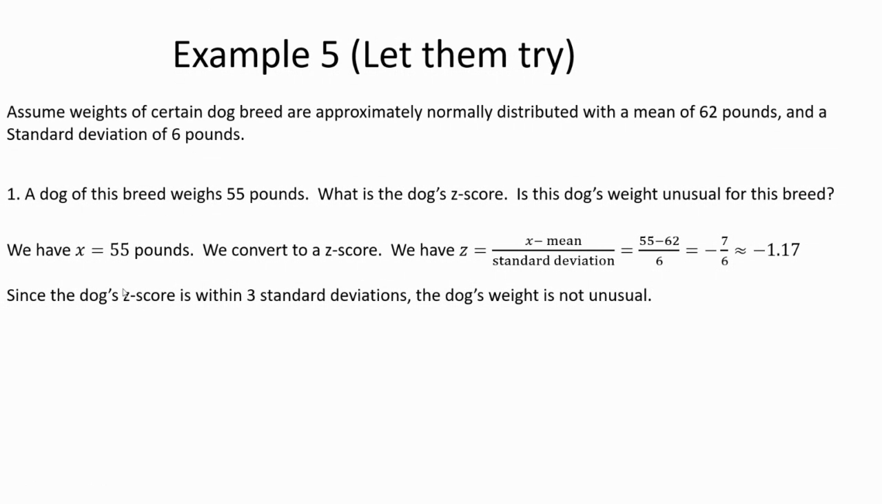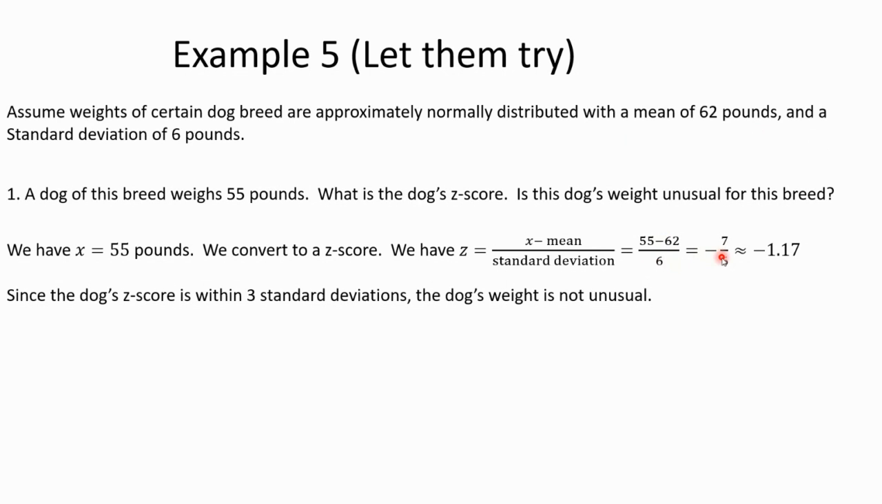we have x here is 55. Well, let me get that laser pointer. We have x here is 55 pounds, right? We're going to convert that to a z-score. So we're going to use this formula. We have 55 minus the mean. Again, the mean here is 62, the standard deviation is 6, so we're dividing. So we have 55 minus 62 over 6, okay?